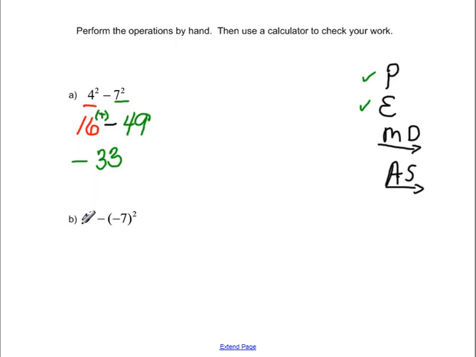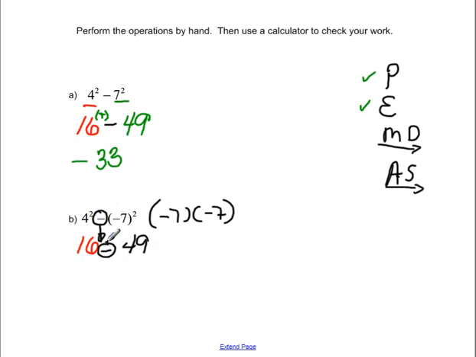Again, we have 4 squared, 4 to the second power, which gives me 16. We're going to bring down that minus sign, that subtraction sign. And then we have negative 7 raised to the second power. Now notice that that negative 7 is in parentheses. So that means negative 7 times negative 7, which would equal positive 49.